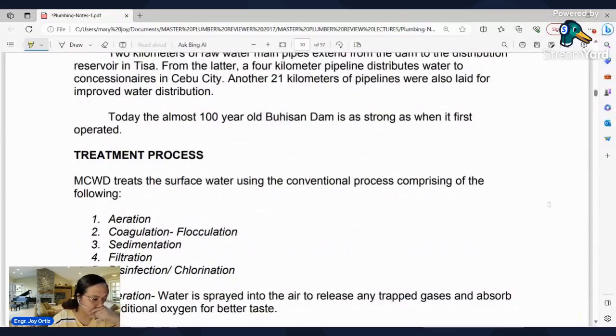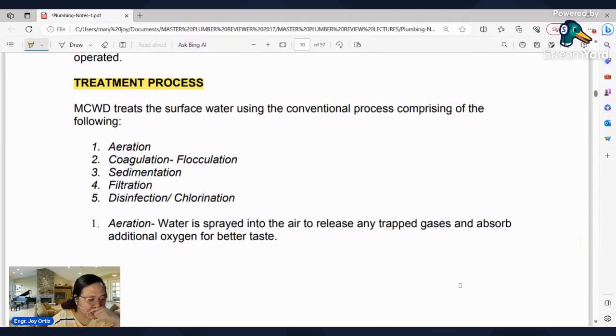But what is the treatment process? The treatment of MCWD for surface water uses a conventional process comprising aeration, coagulation, flocculation, sedimentation, filtration, and disinfection or clarification. When we say aeration, the water is sprayed into the air to release any trapped gas and absorb additional oxygen for better taste.